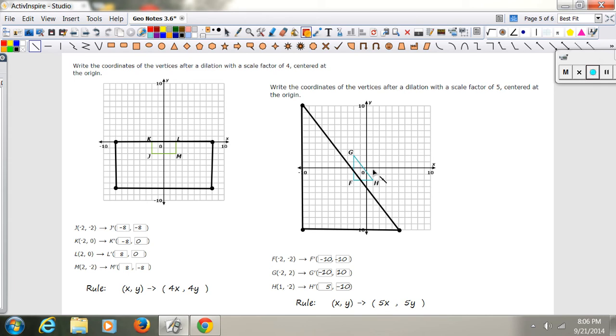Sure enough, it would be 5 times as long from the origin to each one. From here to here, you go over 1 and down 2. Here you'd go over 5 and down 10. So you multiply both of them by 5. So that is correct. That is a dilation 5 times as big as this one. All your points are 5 times as large.